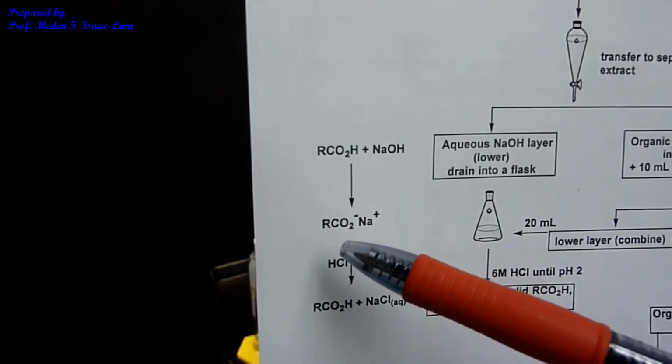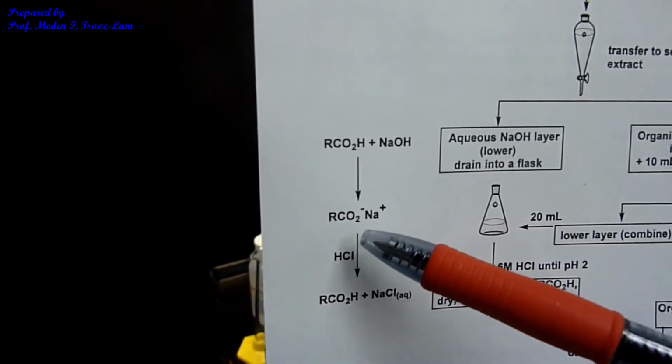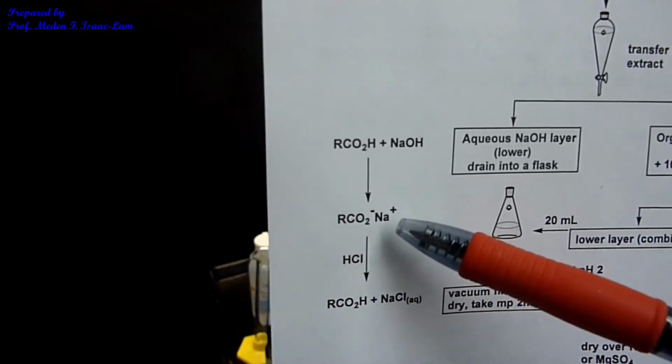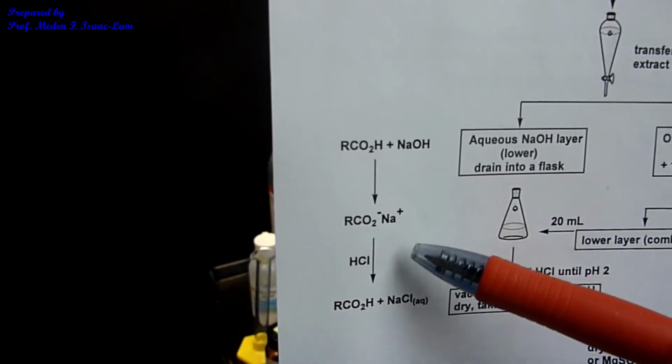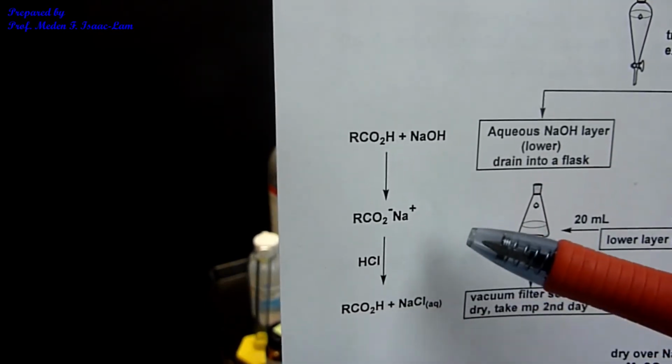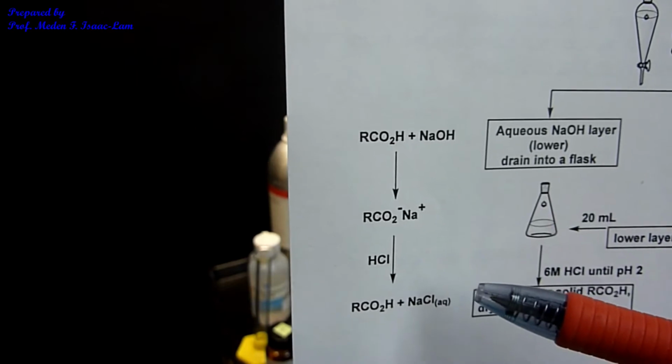But because we have aqueous solution, the water will just go to the aqueous solution. But my organic component, which is the carboxylic acid, became a salt. This will be water soluble, so it's now going into the lower layer. So we were able to separate the first component, which is the carboxylic acid part of my 3-component mixture, into the aqueous phase.